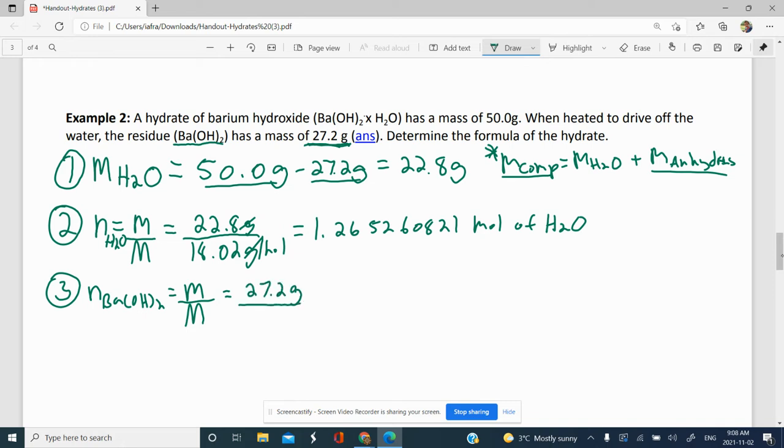And the molar mass, so we have 2 oxygens, so that's 2 times 16, plus 2 hydrogens, 2 times 1.01. How do I know I have 2? Well, if you look at the formula, you have 2 and 2. And then plus the molar mass of barium.